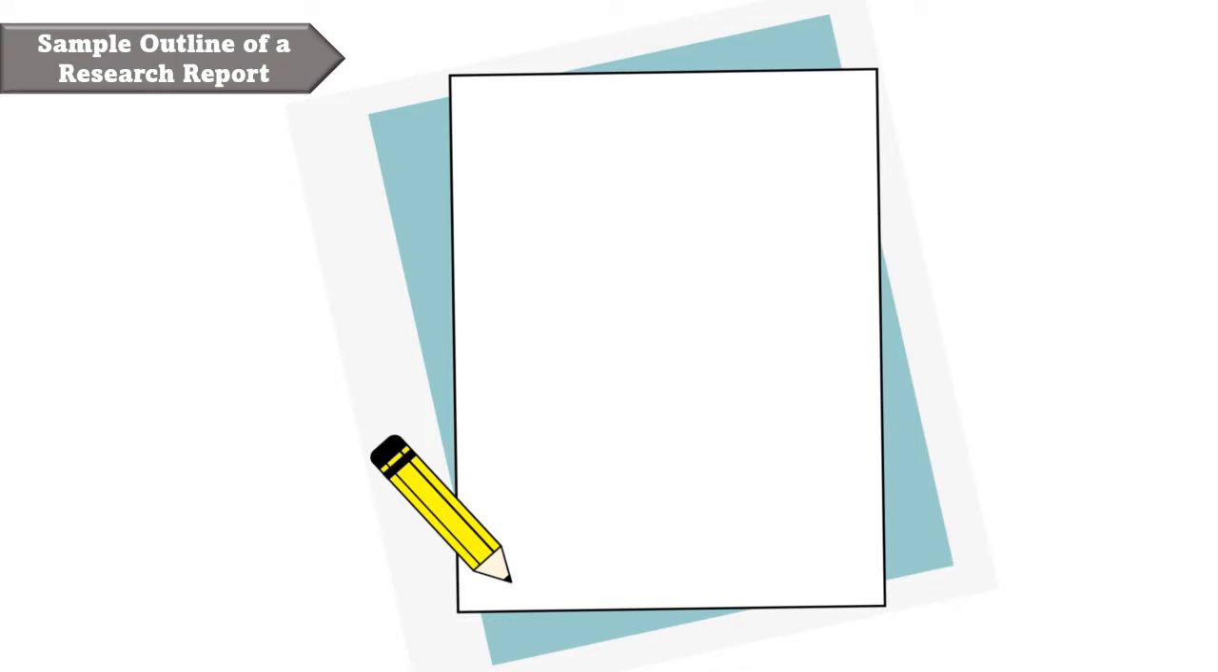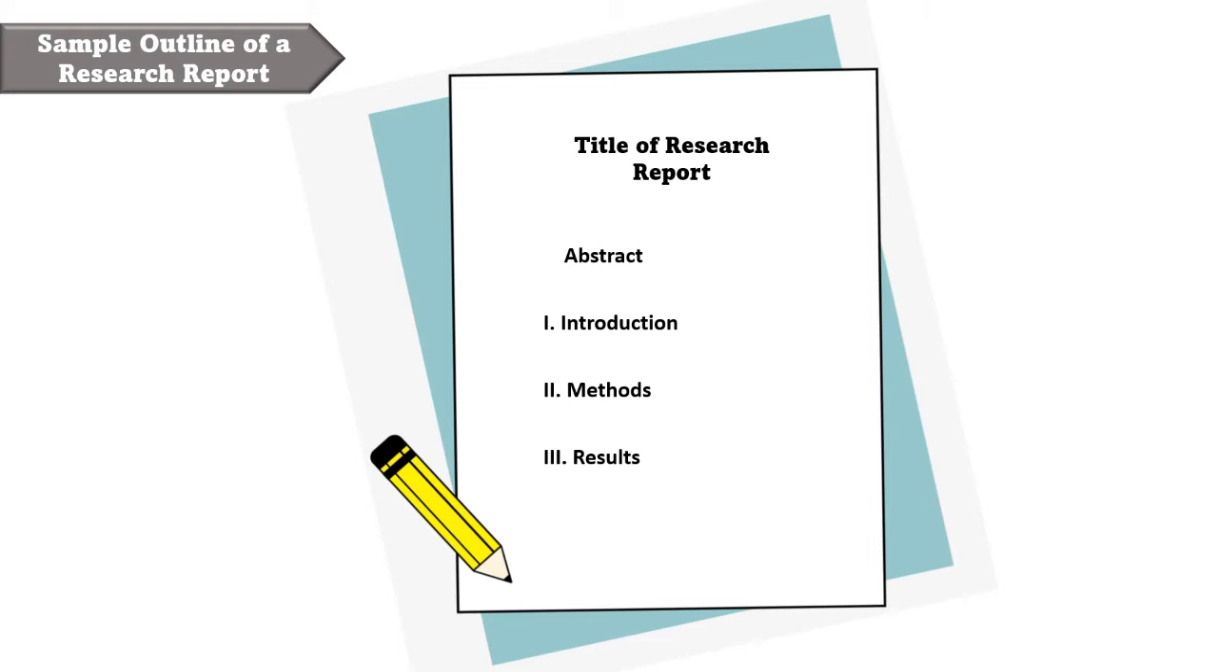This is a sample outline of a research report. It consists of title of research report, abstract, introduction, methods, results, and discussion. We will talk about each part in detail. Let's start with the title.